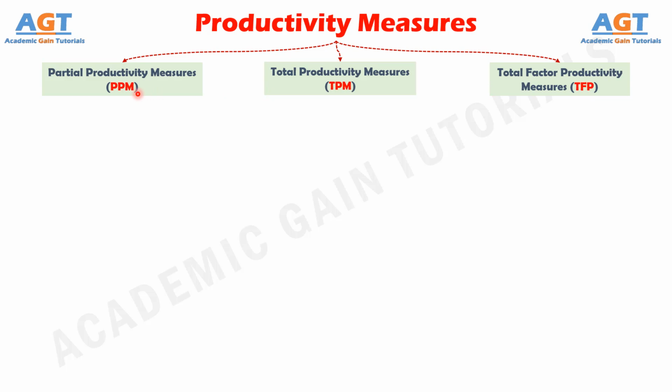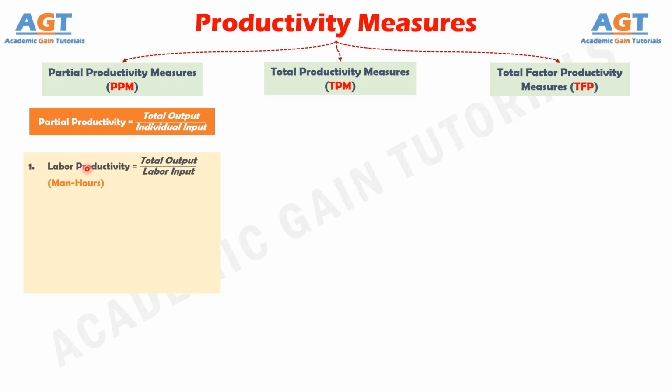Depending upon the individual input, partial productivity measures are expressed as partial productivity equals total output divided by the individual input. Partial productivity measures include: Number 1, labor productivity, which is obtained by dividing the total output by labor input. The labor input is measured in terms of man-hours.